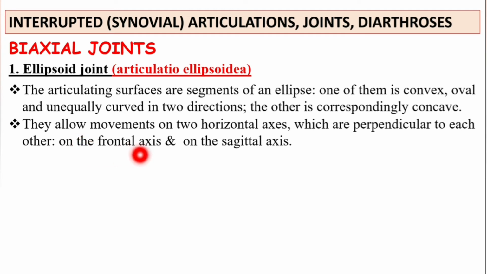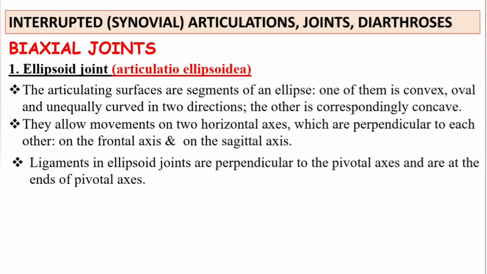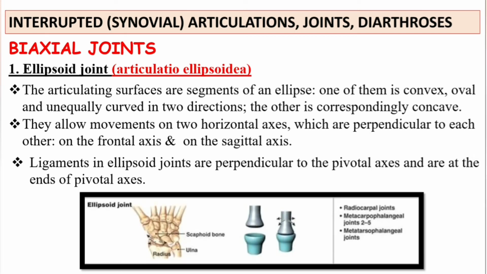On the frontal axis, flexion and extension. On the sagittal axis, abduction and adduction. Ligaments in ellipsoid joints are perpendicular to the pivotal axis and are at the ends of the pivotal axis. This is an ellipsoid joint. You find it in the radiocarpal joints and the metatarsophalangeal joints from 2 to 5. So you can see the ellipse here.